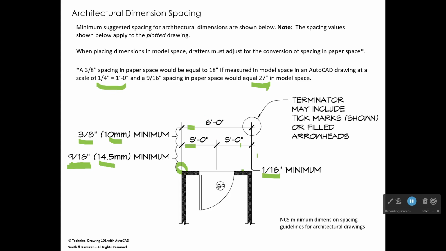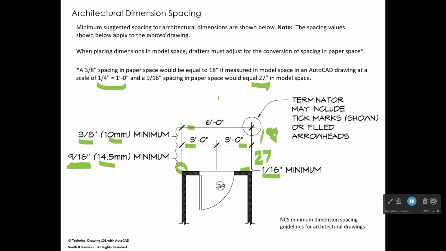But what we're going to do when we draw the guest cottage is we're going to use at least 27 inches from here to here to place our first dimensions, and then we're going to use 18 inches to place the second row of dimensions. So the reason for that is this.